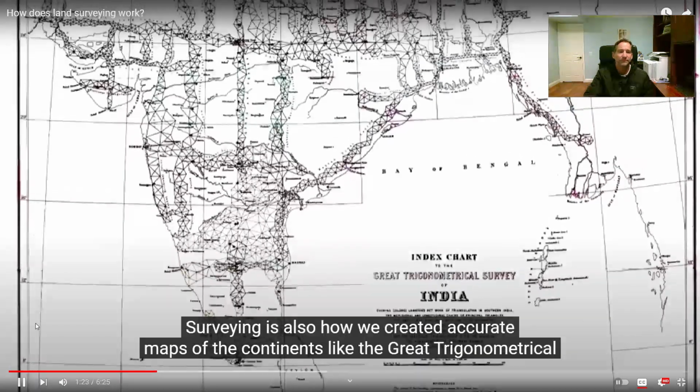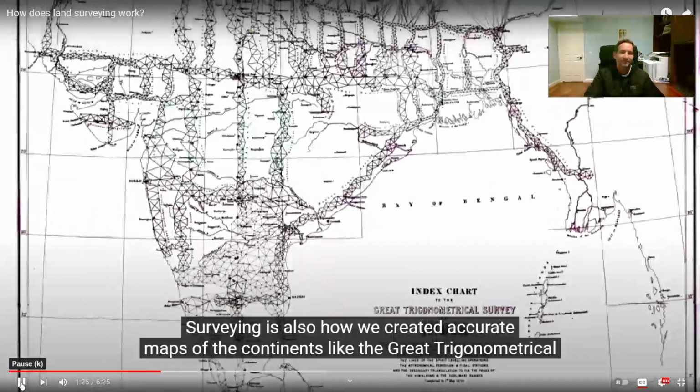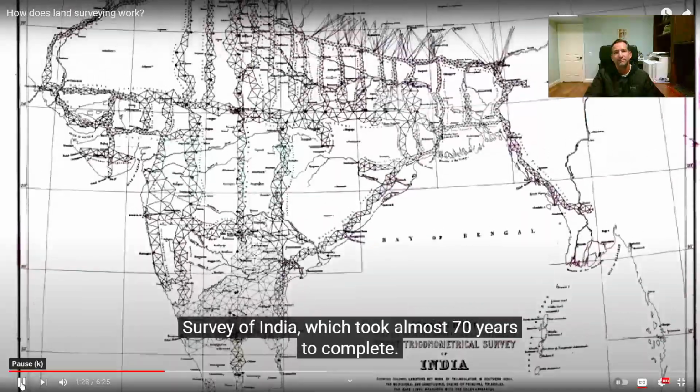Surveying is also how we created accurate maps of the continents, like the Great Trigonometrical Survey of India, which took almost 70 years to complete.